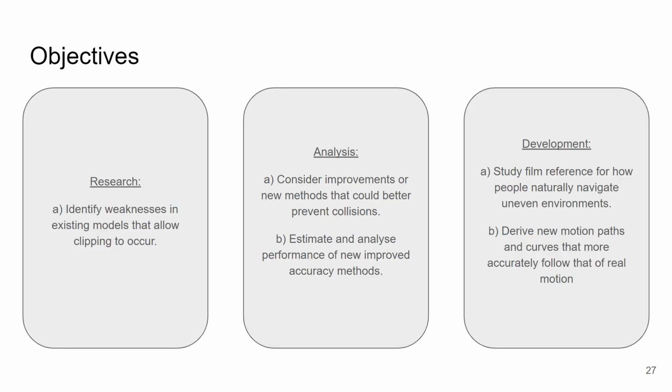Our objectives can be split up into 3 categories: research, analysis, and development. During the research portion, we aim to identify weaknesses in existing models that allow clipping to occur. In the analysis phase, we consider improvements or new methods that could better prevent collisions, as well as estimate and analyze performance of new improved accuracy methods. Then we aim to develop our own algorithm by studying film reference for how people navigate uneven environments, as well as derive new motion paths and curves that more accurately follow real motion.